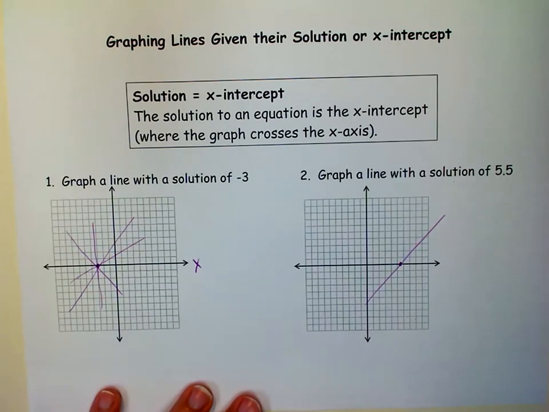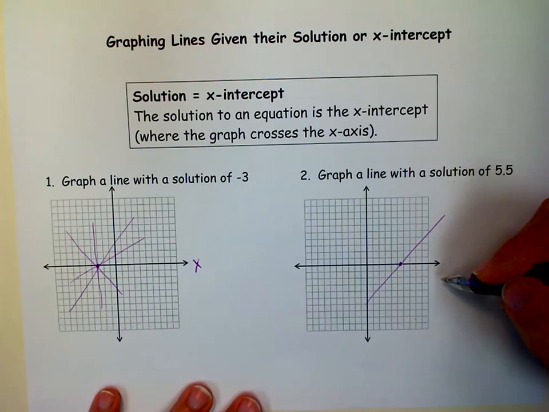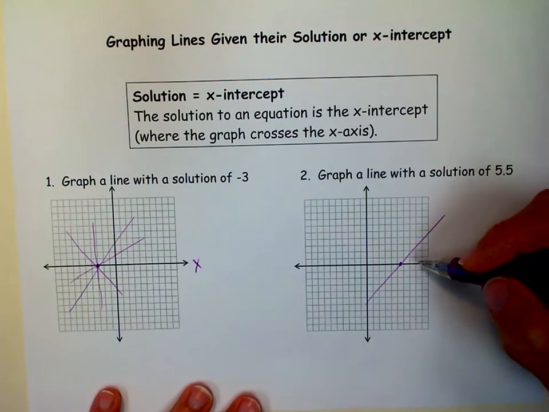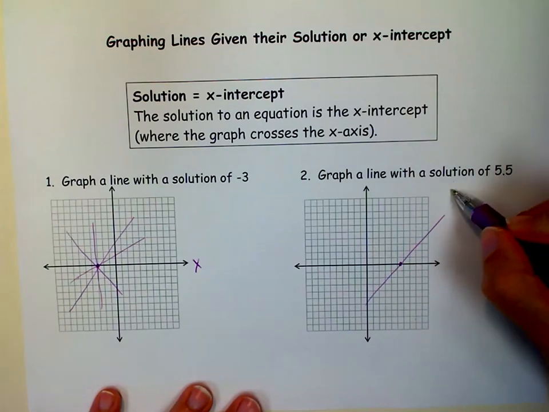And like I said, it wouldn't matter if you drew a vertical line. Obviously, you can't draw a horizontal line because that has more than one x-intercept. It has an infinite amount of x-intercepts. So that's the only one that's unavailable to us. But any line you drew, as long as it went through 5.5, would work for this question.